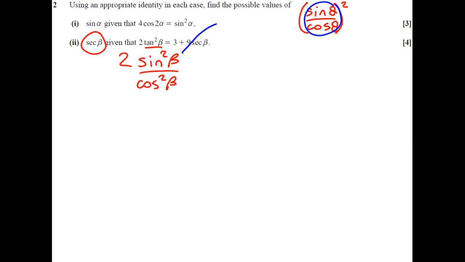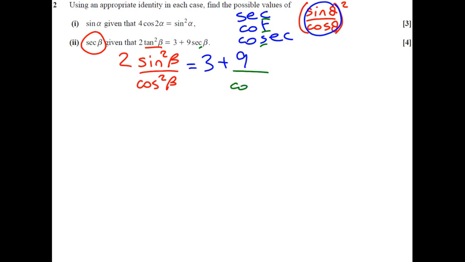Okay, anyway, carrying on with what we're doing. 3 plus 9 sec. My trick is, look at the third letter. You've got sec, you've got cot, you've got cosec. If you look at the third letter, it tells you what it's the reciprocal of. Okay, in our case it's sec, so it's 1 over cos beta. Now I've written it like this so that hopefully we can spot how to simplify that equation.